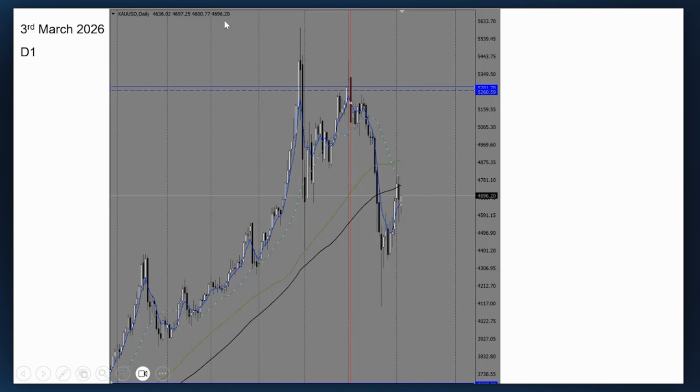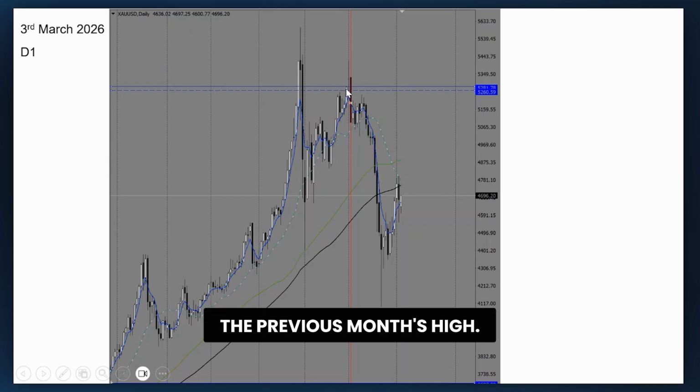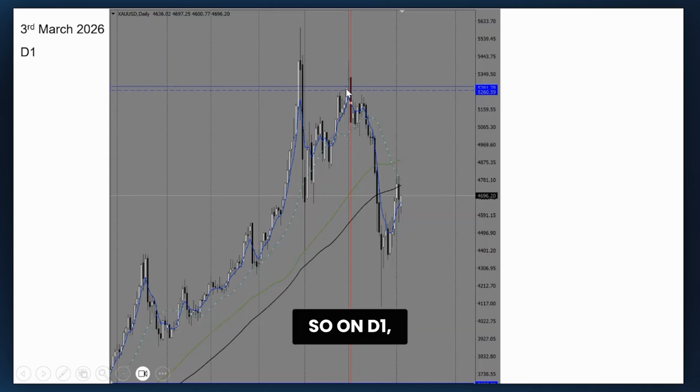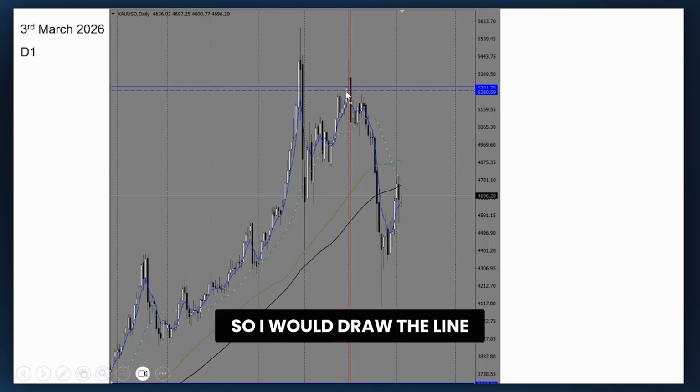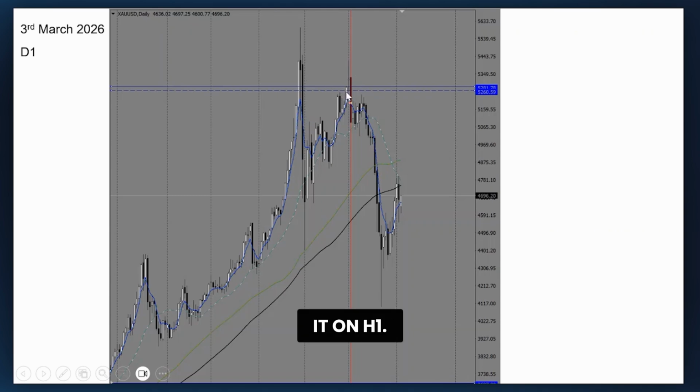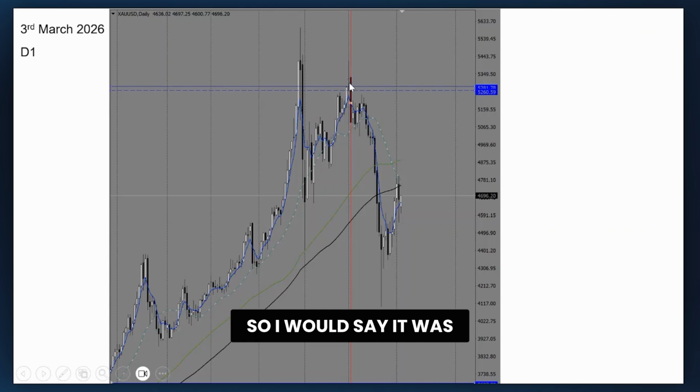So what I did was, this blue solid line is the previous month's high. So on D1, it actually failed to lock above. So I will draw the line on D1 and then I will look at it on H1. What happens is that the price failed to lock above. So I would say it was a bounce.